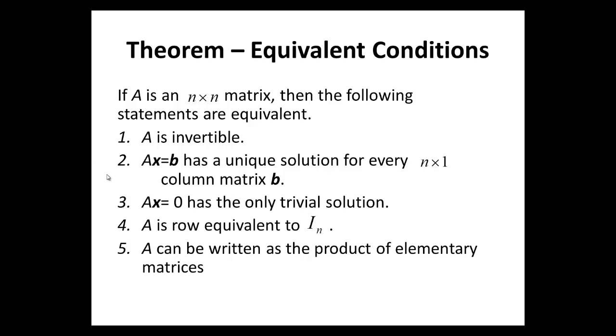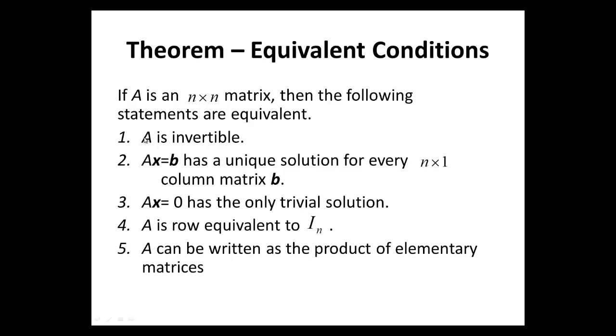The homogeneous system Ax equals 0 has only the trivial solution x equals 0. A must be row equivalent to the identity matrix In, and we can write A as the product of elementary matrices. Proof. Yes, you guessed it correctly. Left as simple exercises for serious students.